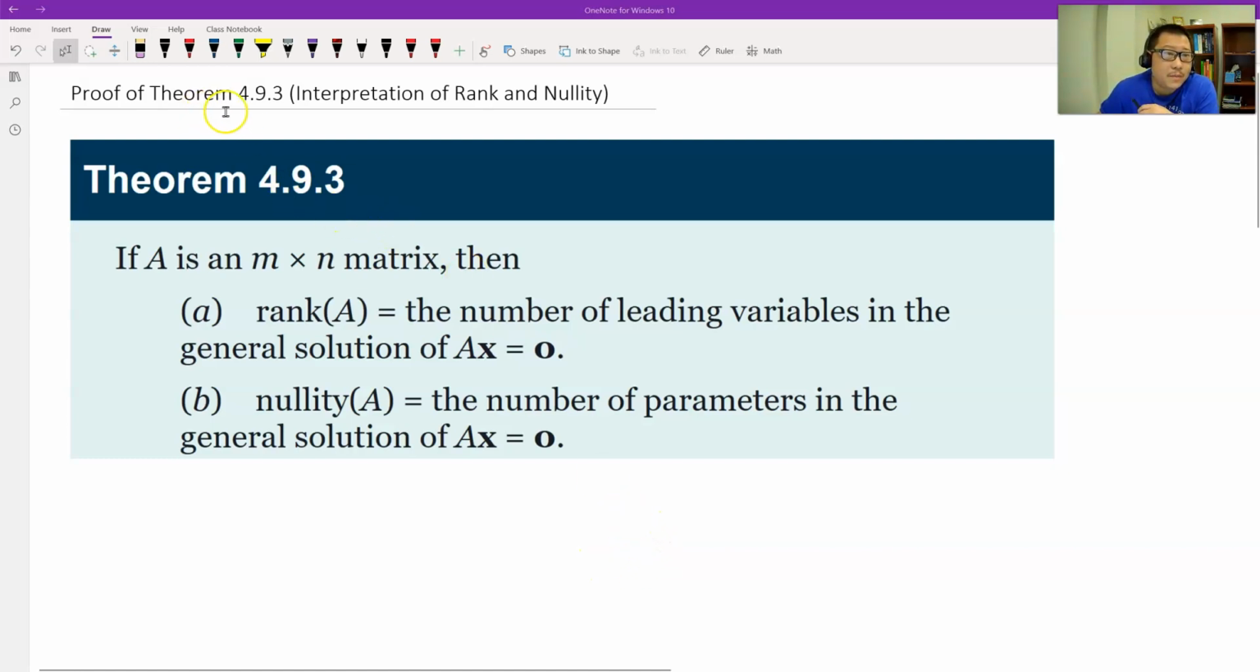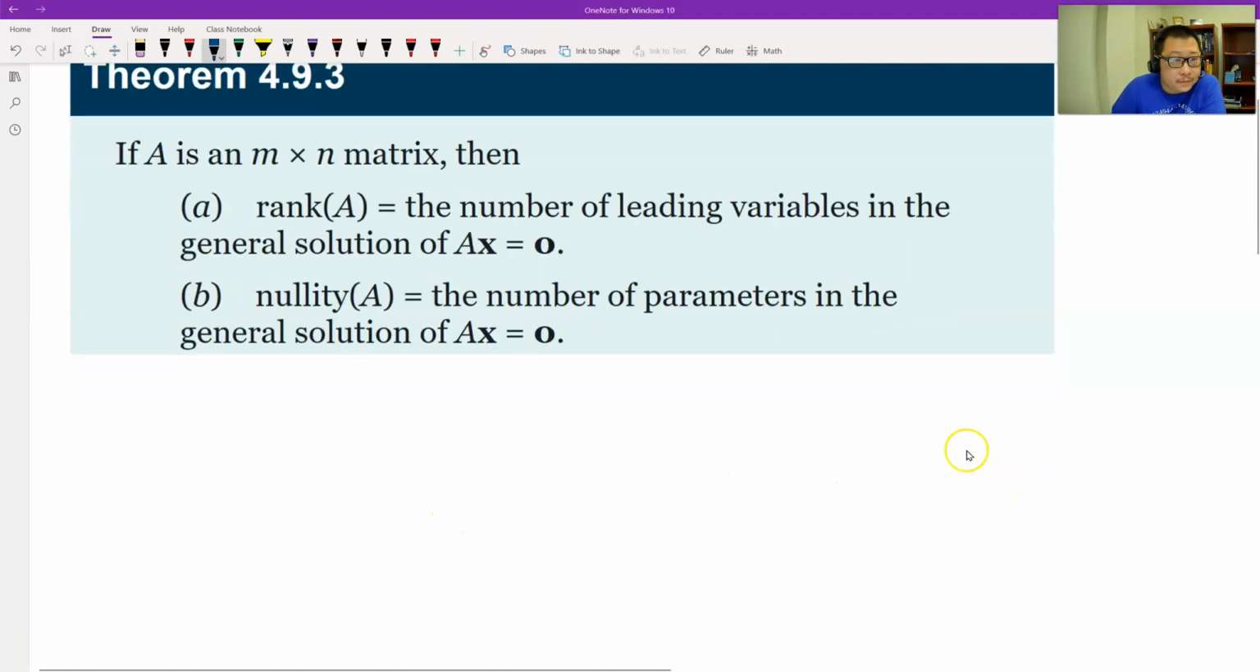In this video, let's prove Theorem 4.9.3, interpretation of the rank and the nullity of a matrix. The result says the rank of a matrix equals the number of leading variables in the general solution space of a homogeneous linear system, AX equals 0. The nullity equals the number of parameters in AX equals 0. And this gives us a meaning of what rank and nullity mean.